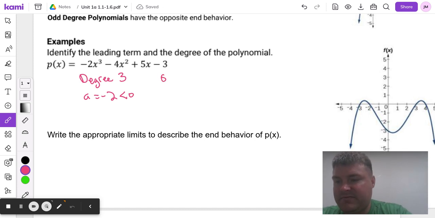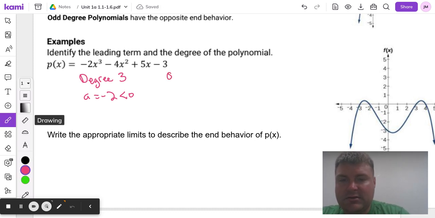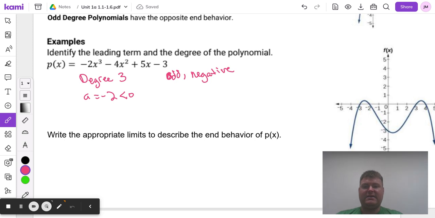So this is odd negative. If I'm looking at my end behavior, odd negative looks like this. I don't know what's going on in between, and I don't really care. Odd negative looks like that. Again, previous video, go check it out. So let's go ahead and write the appropriate limits.